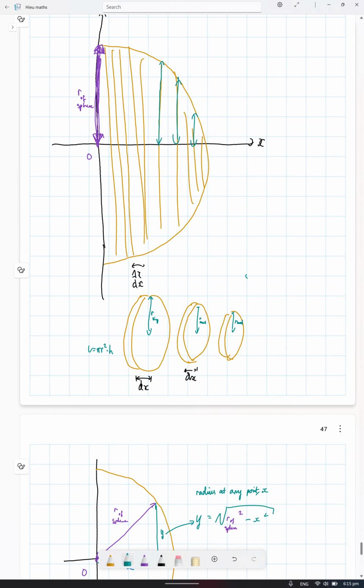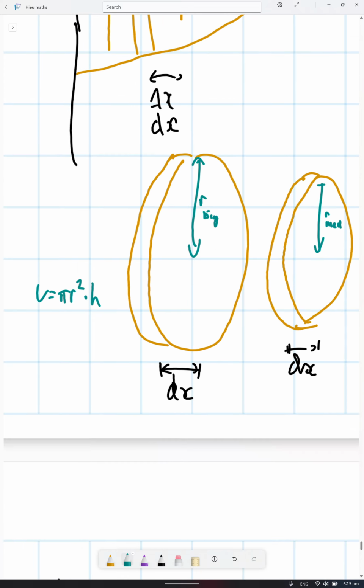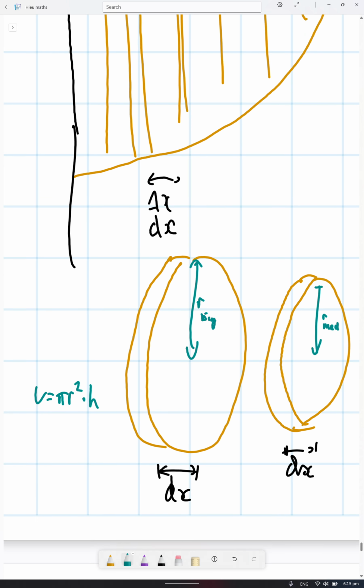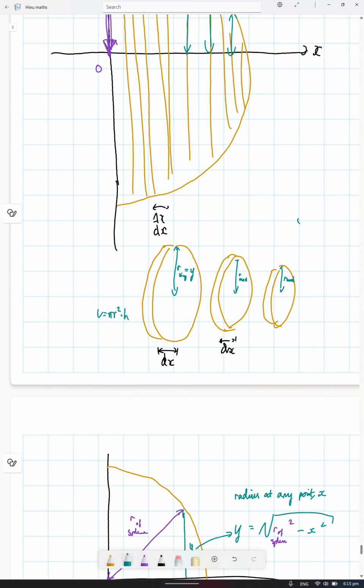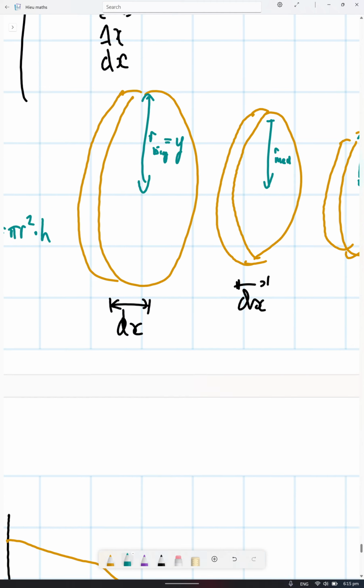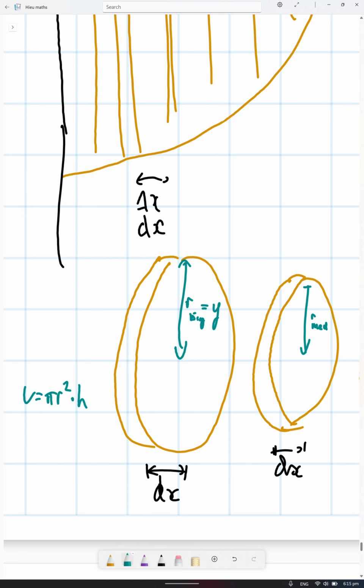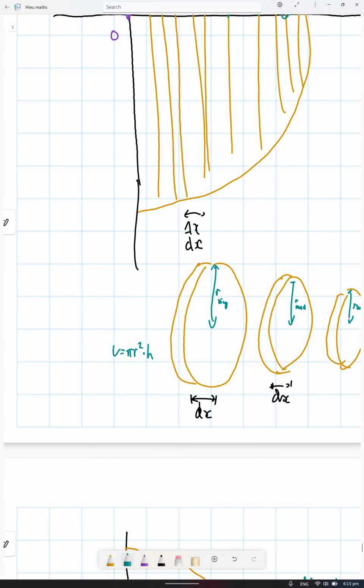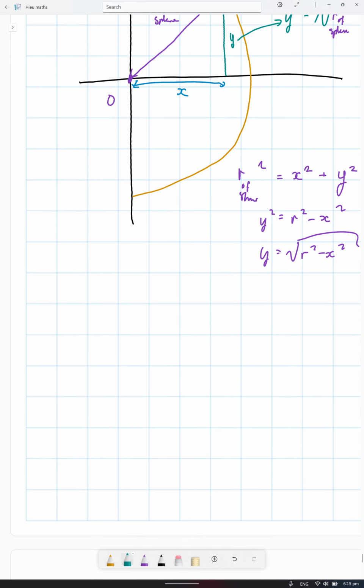Okay, so now let's look at these. Remember, what's the volume of one of these? The volume of any of these cylinders is pi times r squared. R is this thing, and in this case we denote it as y because it's just the y value here, right? The radius at any point x. R big is just the y value at the x value that gives r big. So this is just y. So okay, r big times height. So I'm going to rewrite it down here.